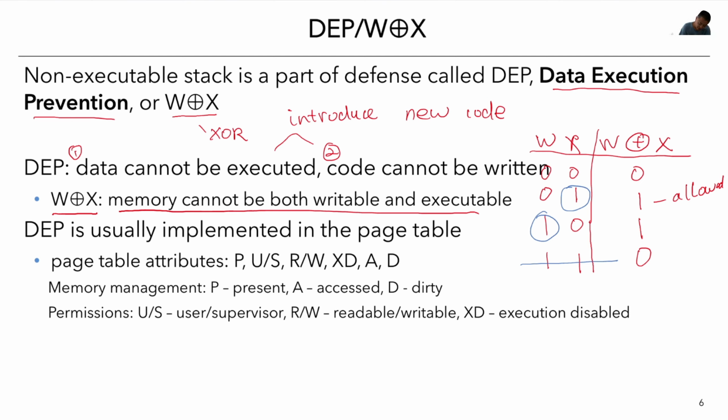So the DEP usually is implemented in the page table. The page table contains a number of attributes like P, present; US, the user or supervisor bit; RW, whether the page is writable or read-only; XD, execution disabled. The other two bits are the accessed and the dirty bits. There are a few other bits also.